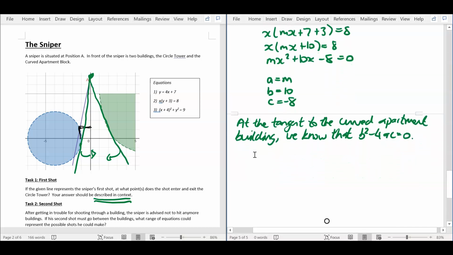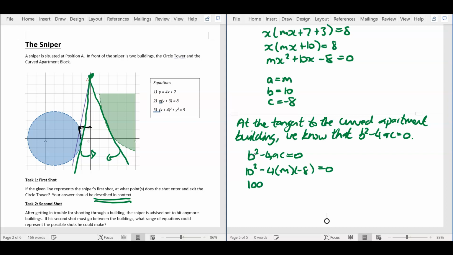We're now going to get into that. So let's state the equation. b squared minus 4ac equals 0. Let's substitute. We know that b is going to be equal to 10. So there's going to be 10 squared minus 4 times m times minus 8 equals 0. So that's going to be 100 plus 32m equals 0.